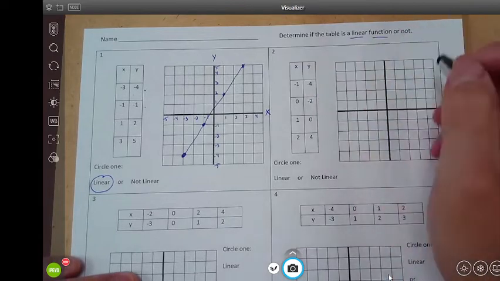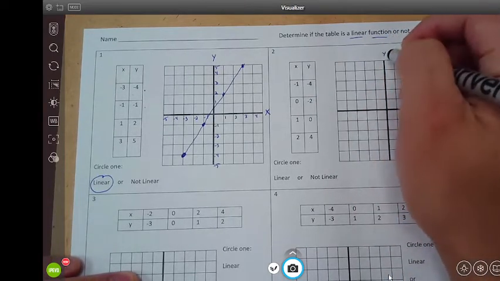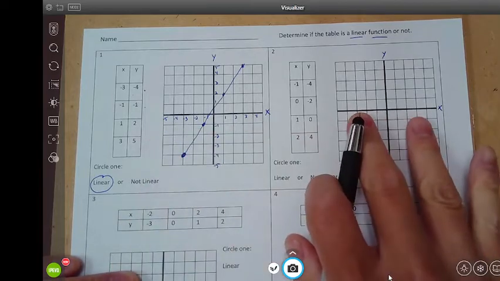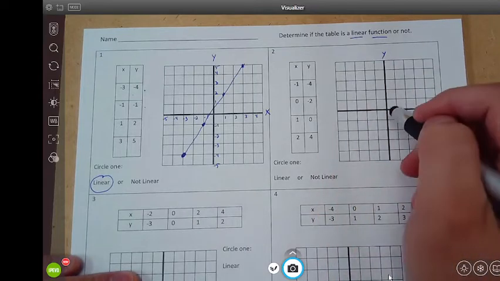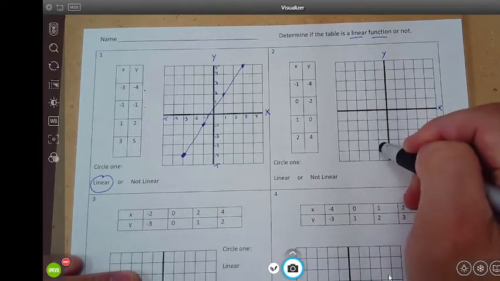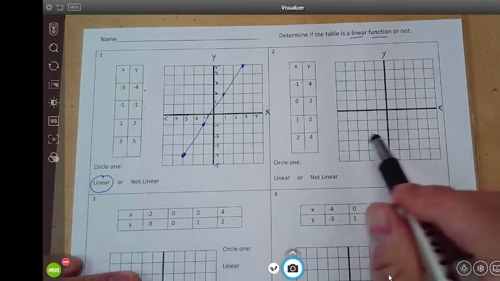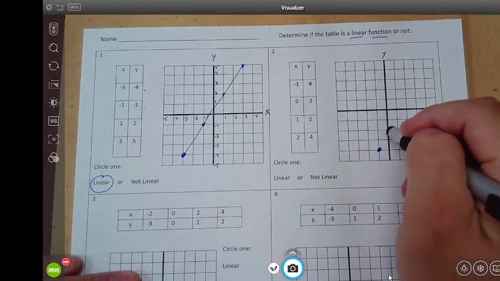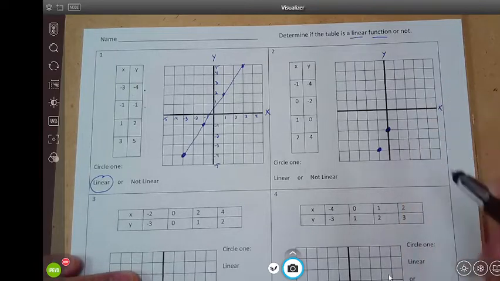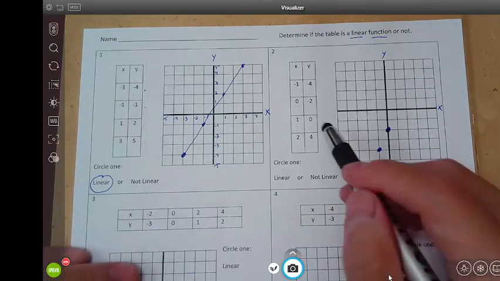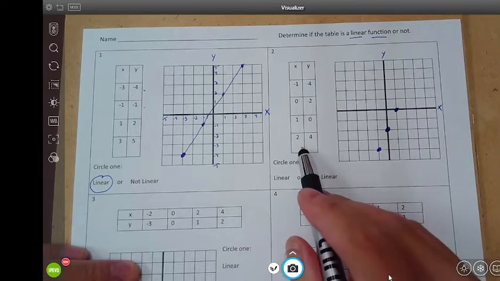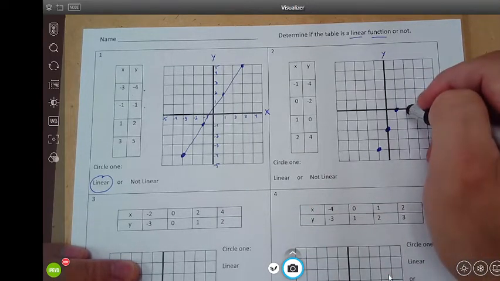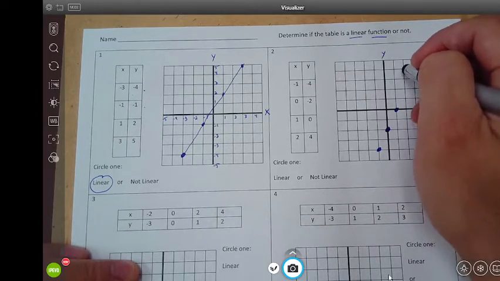Here's your x and here's your y. Number it if you need to, like we did in number 1. All right, x is -1, y is -4. That's down here. X is 0, y is -2, so it's going to be on the y-axis at -2. Next one, x is 1, y is 0, so that's going to be on the x-axis at 1. And then the next one, x is 2 and y is 4, up here.